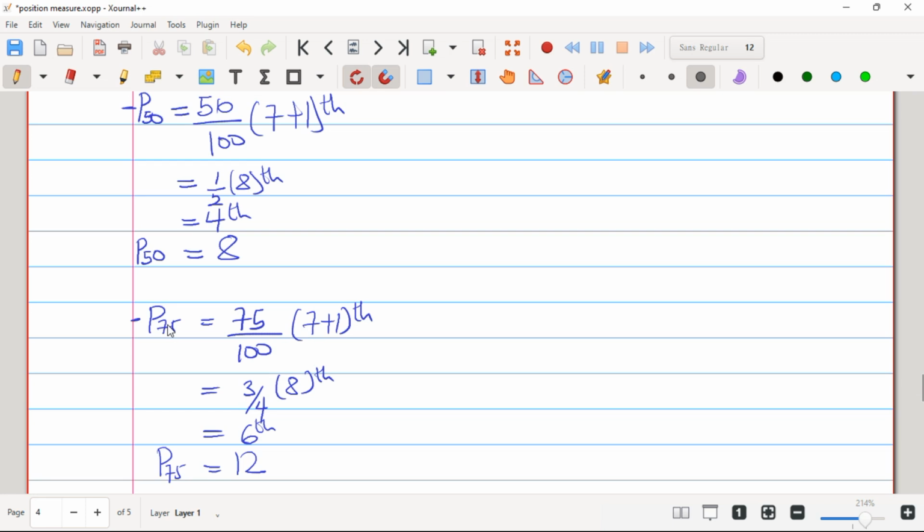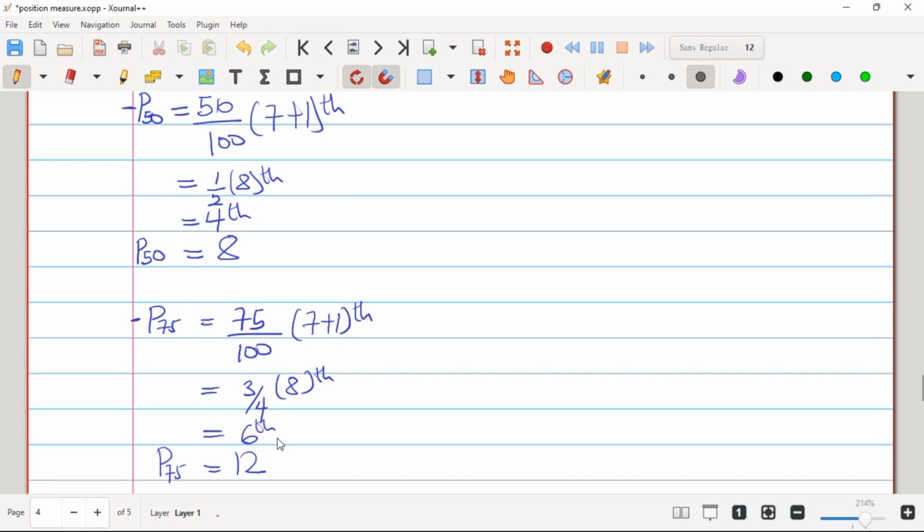And let's come to P subscript 75. So P subscript 75 will also be represented by 75 divided by 100 times 7 plus 1 position, right? So 3 divided by 4. When you divide 75 by 100, you are going to get 3 divided by 4 times 8 position. This times that is going to give us 2. 2 times 3 is going to give us what?